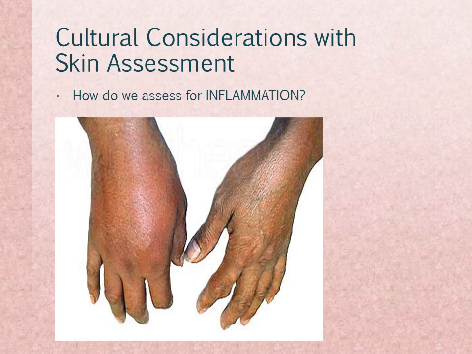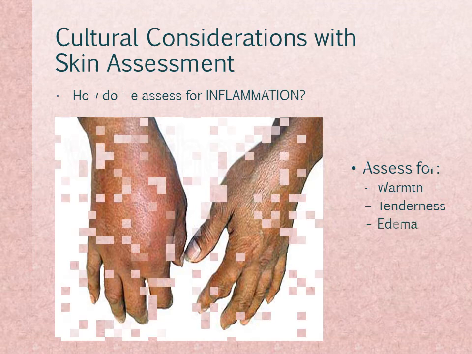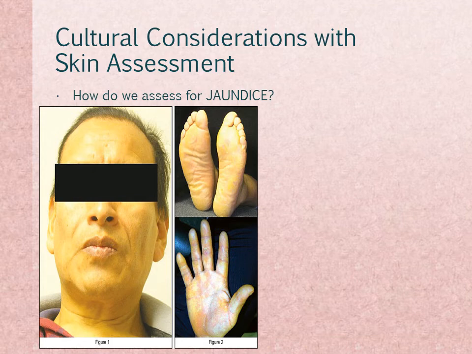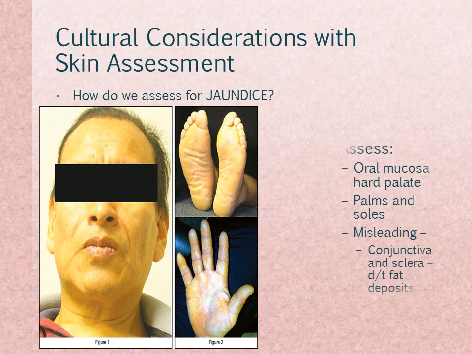What are the cultural considerations when we assess for inflammation? We assess for warmth, tenderness, and edema. So how will we assess for jaundice when doing the skin assessment, taking in cultural considerations? We will assess the oral mucosa, the hard palate, the palms of the hands and the soles of the feet. You have to be careful because the conjunctiva and the sclera can be misleading, and that is due to fat deposits.